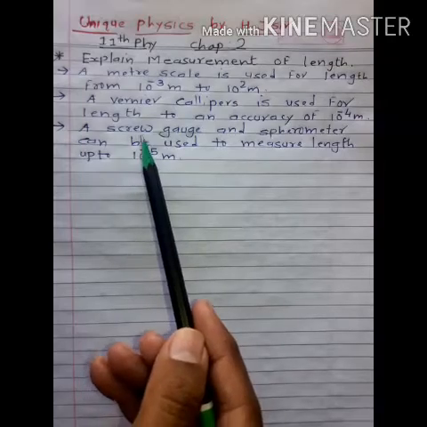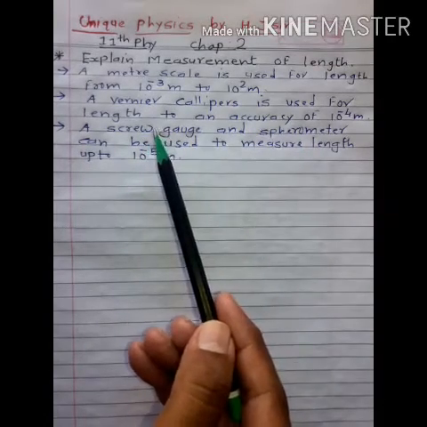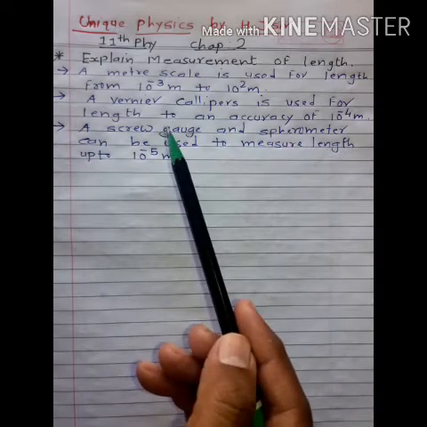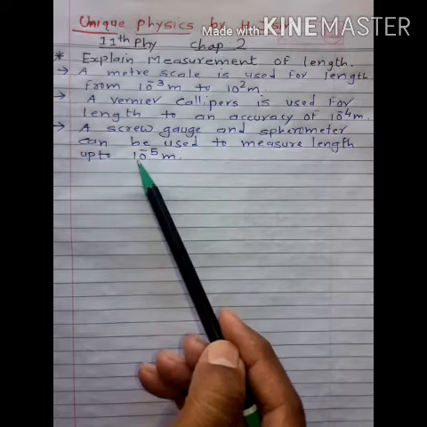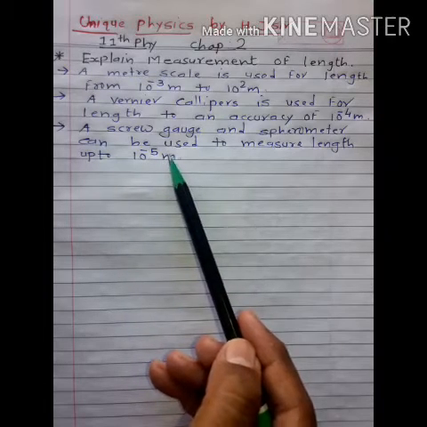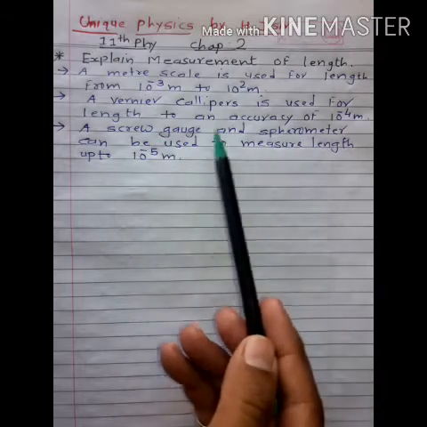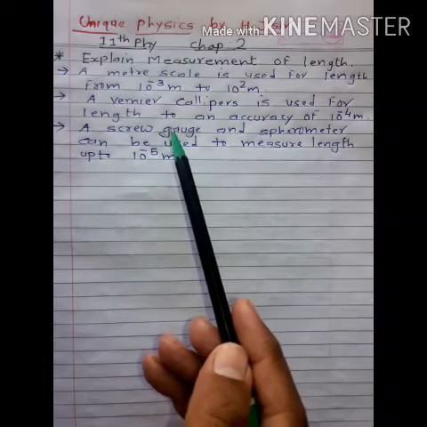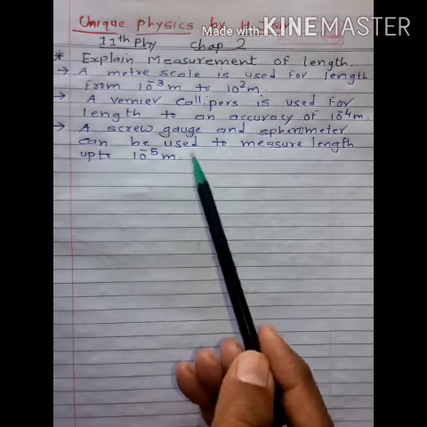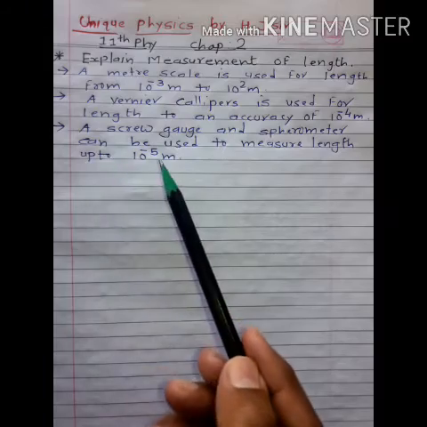Next point, a screw gauge and spirometer. Clear? Screw gauge and spirometer, these two instruments are used for measurement of length up to 10 raised to minus 5 meter. Compared to vernier calipers, screw gauge and spirometer are more accurate and more precise devices. So using these instruments we can measure length up to 10 raised to minus 5 meter.